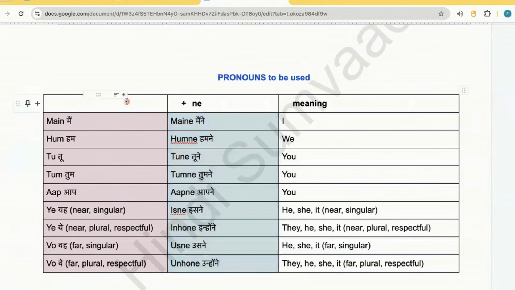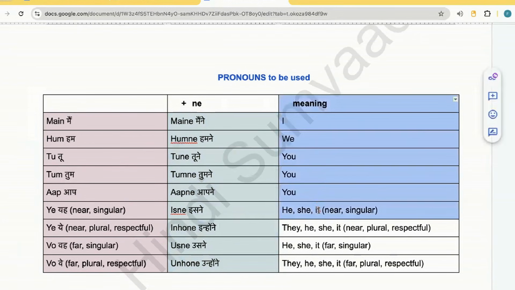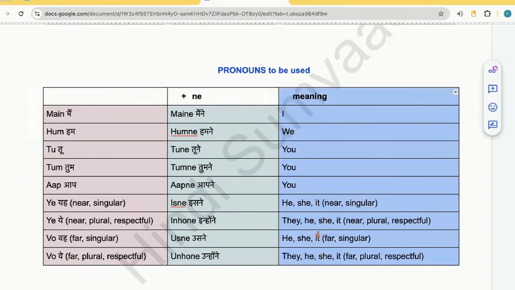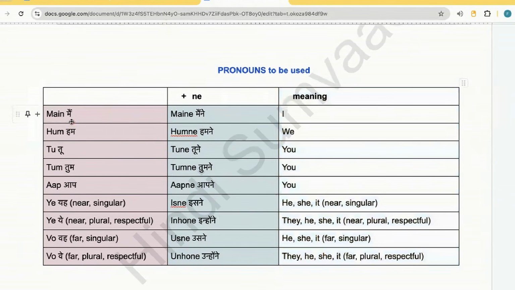That's why you see two different columns here. The first column is the base pronouns, and the second one is where you add ne. And both of them are supposed to be used in past tense. They share the meaning. Meaning stays the same. Let's go over the pronouns once again.